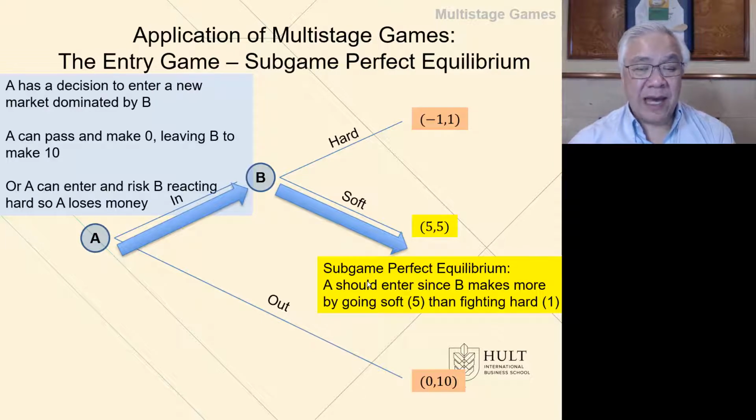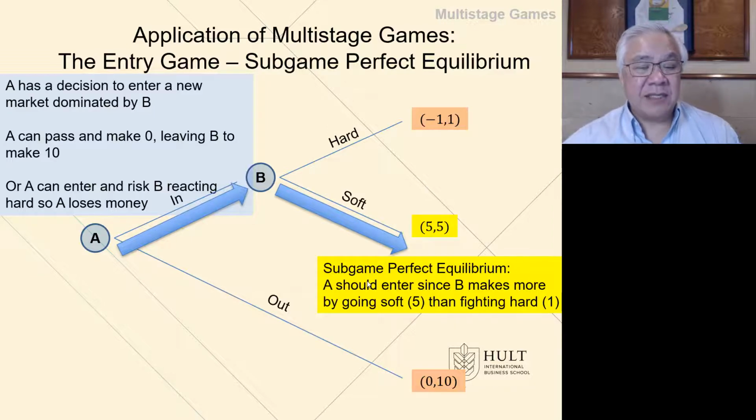However, if you look at the outcomes, B's choices are as follows. They can go hard against A, and A would lose 1, but B would only make 1. However, if they made room for the market and B went with a soft response, then true, A would get 5, but B is going to end up with 5.